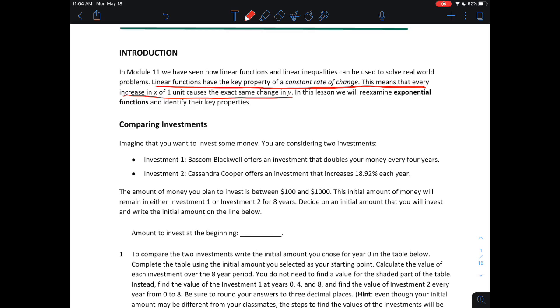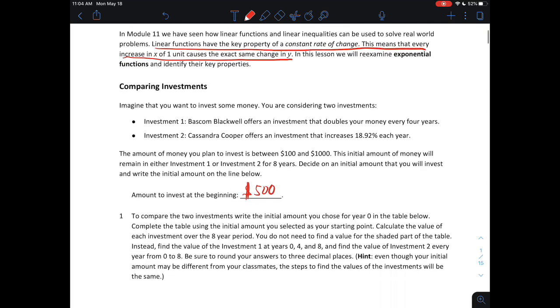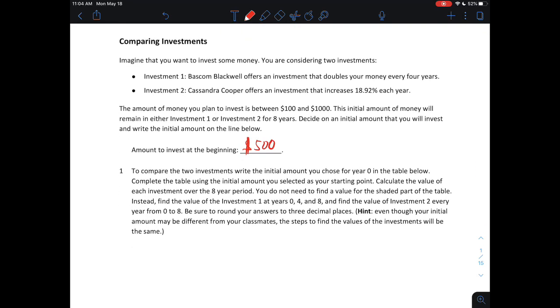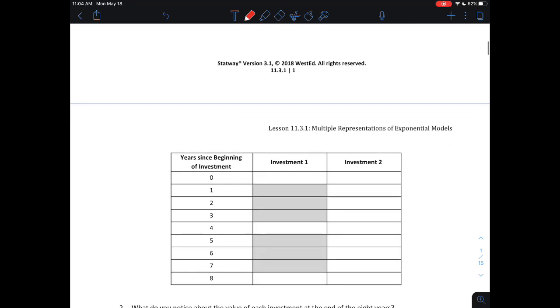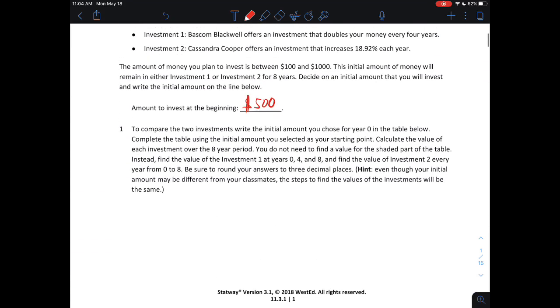Decide on an initial amount that you will invest and write the initial amount on the line below. I'm going to choose that we will invest $500. Number 1, to compare the two investments, write the initial amount you chose for year 0 in the table below. This is on the next page. Year 0 is the first row, so I'm going to put $500 as the initial investment for both investments.